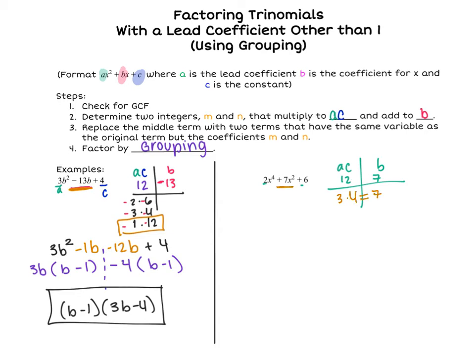So all I'm now going to do is replace the 7 with 3 and 4, but since 7 had x squared with it, we're just going to add x squared to each of these terms. They were both positive, so I'm going to keep them positive, and I'm going to add my lead term as well as my constant. And now it is again 4 terms, and I can factor by grouping. So give this another practice.